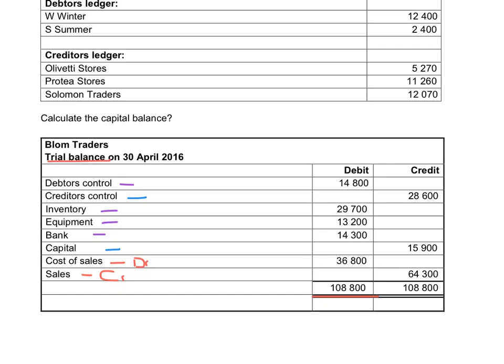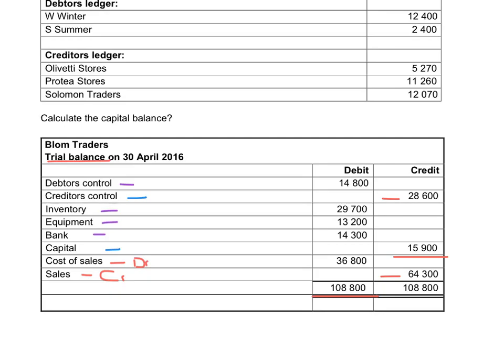And we will now add up the debit side to see that the total is 108,800. If we use this total and we subtract all the figures on the credit side, that means we will subtract the creditors control figure and we will subtract the sales figure from the 108,800. It will give me the difference between the debit side and the credit side, and that difference is the balance that will go into the capital account, because we know debits must always be equal to credits.